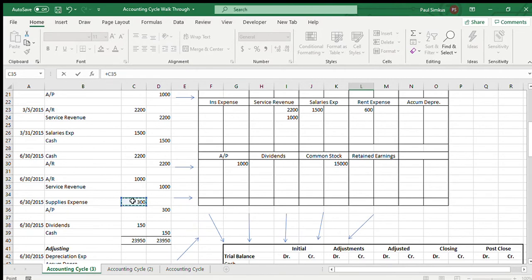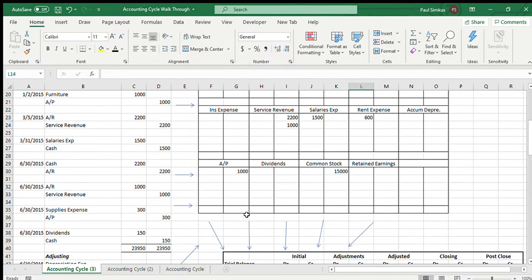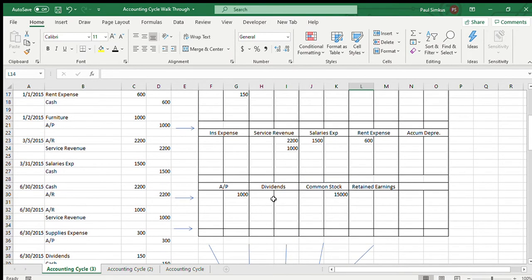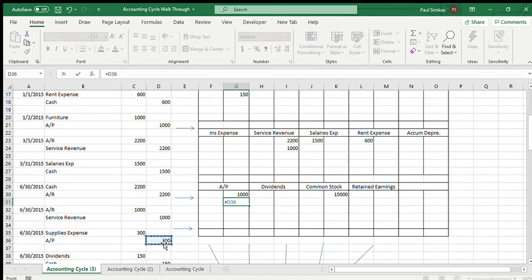You see how I'm doing this? I just highlight the cell. There's a 300 AP, credit to AP, plus highlight the cell I want to copy, and I move it over that way. And I like doing it this way because you see what I'm doing. You see how I'm posting to the various accounts.